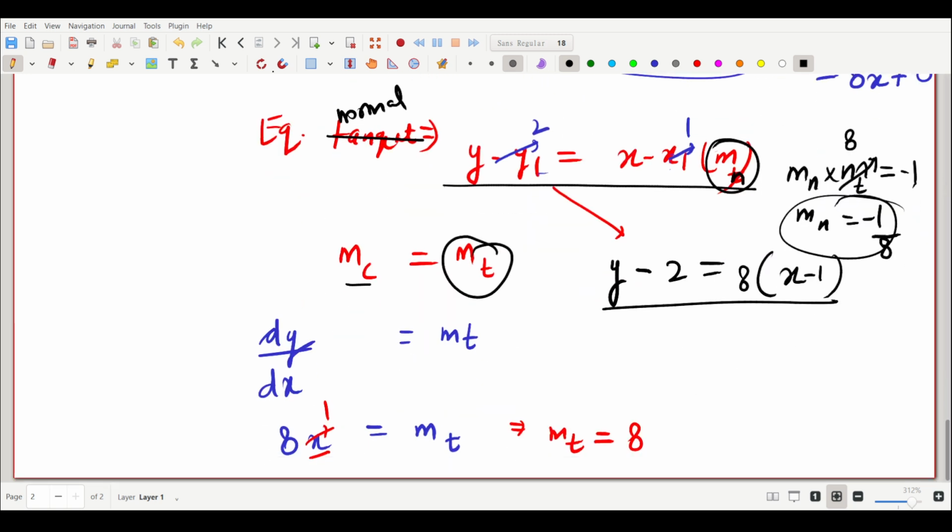Everything else remains same. You just plug in the value here. Y minus 2 equals minus 1 upon 8 times x minus 1. This is how we find the equation of normal, equation of tangent. It's very easy. We just need to practice few questions on that.